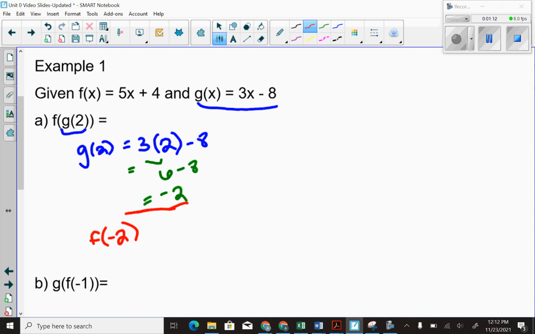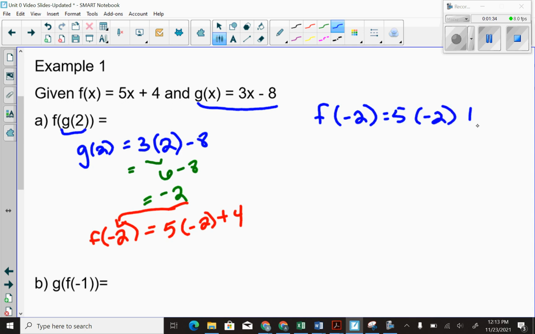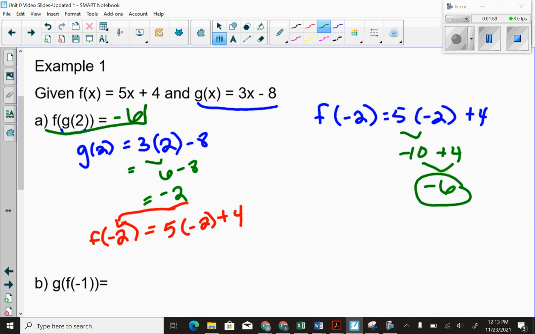So f of negative 2 equals 5 times negative 2 plus 4. And I'm actually going to continue this up here. So f of negative 2 equals 5 times negative 2 plus 4. So 5 times negative 2 is negative 10 plus 4, negative 6. So that is our final answer.